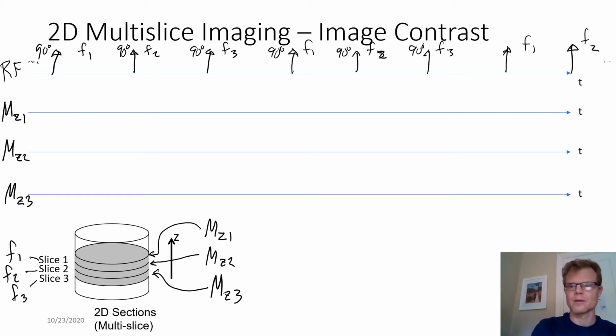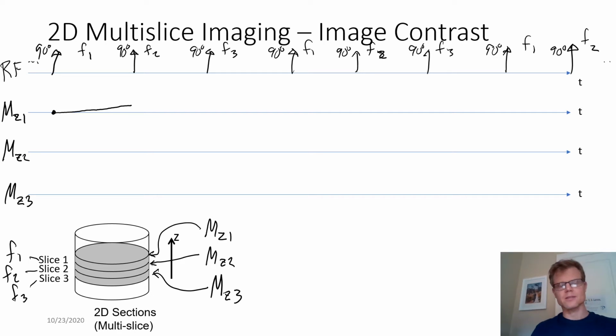We could apply similar analysis to other flip angles as well. Okay. So let's start off with the first RF pulse. This 90-degree pulse is going to result in 0 Z magnetization, so saturation of the Z magnetization for slice 1. And then we're going to begin T1 recovery.